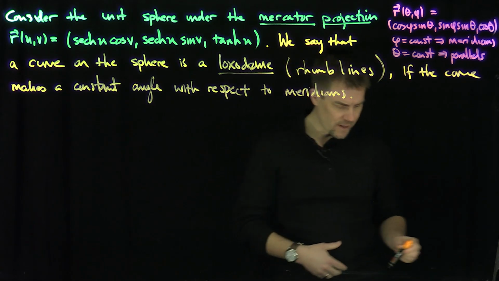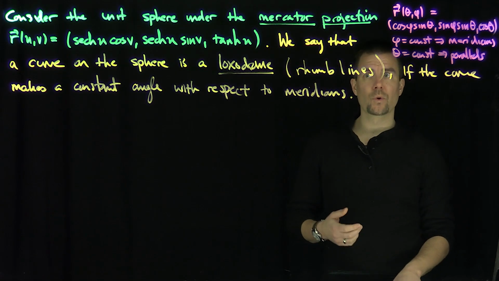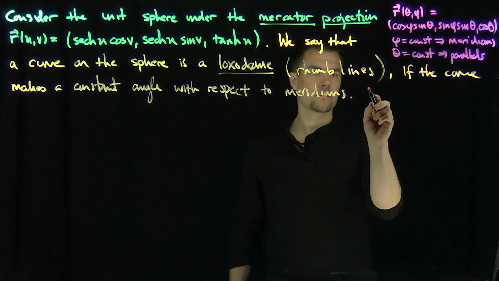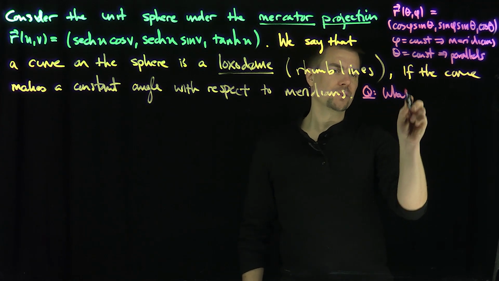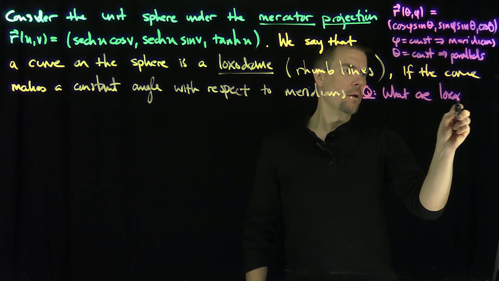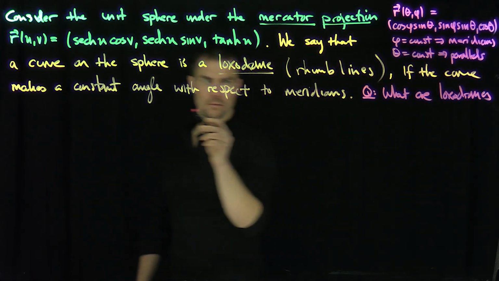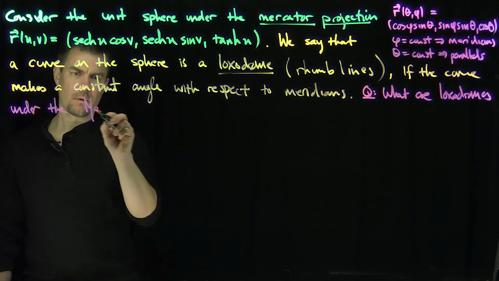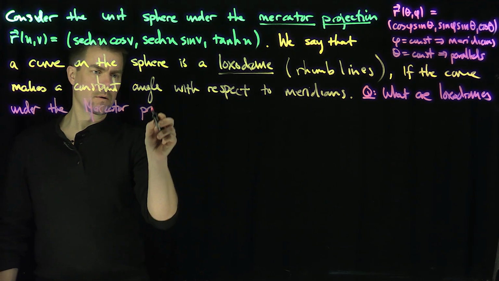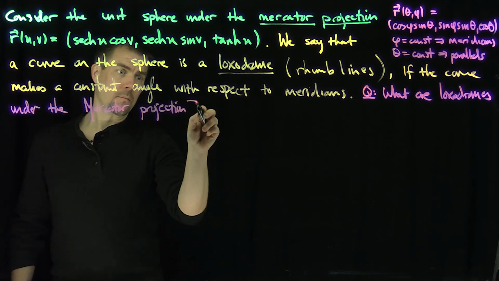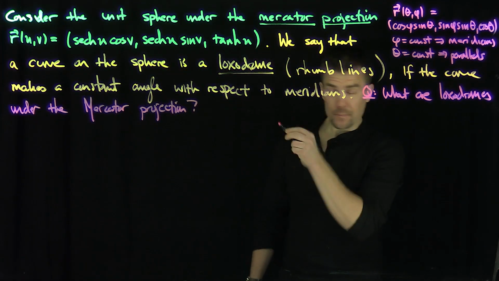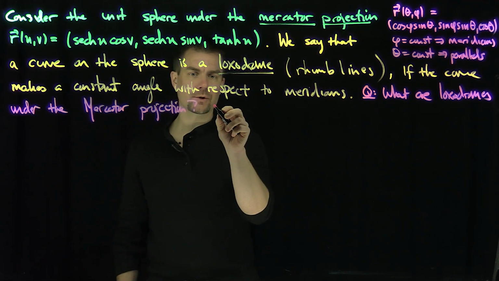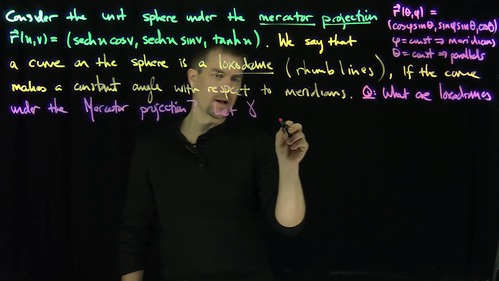And so let's figure out what happens for loxodromes. In other words, the question becomes: what do loxodromes look like under this Mercator projection? So that's our question. What are loxodromes under the Mercator projection? Okay. And so how do we figure this out? So what we're going to do is the following. What do we know? So let gamma be a loxodrome.